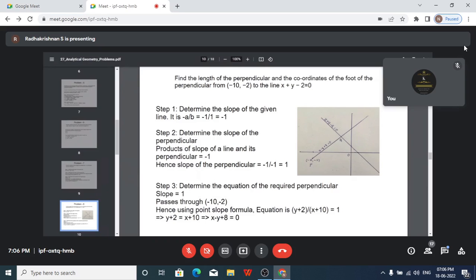Then given a point minus 10 comma minus 2. That is what I am calling point P. So from P we are drawing a perpendicular. Right? So it cuts at point Q. What are they asking? What is the coordinate of point Q and what is the length of PQ?